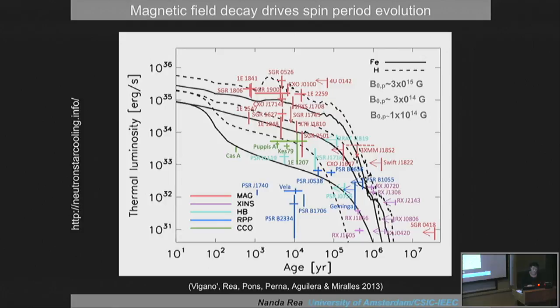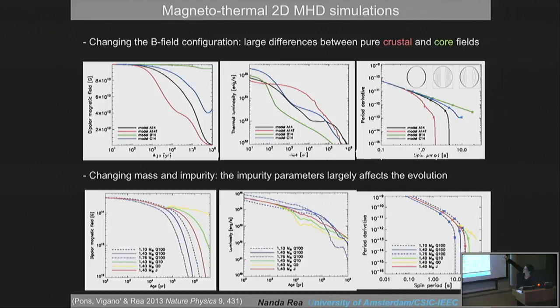So this is, again, in all cases, in these two cases, age, thermal luminosity, this is magnetic field decay, and here it's changing, for instance, the field configuration. So field only in the crust, field only in the core, field in the crust and in the core, different intensity, and you see how it decays, how it goes in age, and how it goes in the P-Pdot diagram. And you see you have different curves that depend on the configuration.